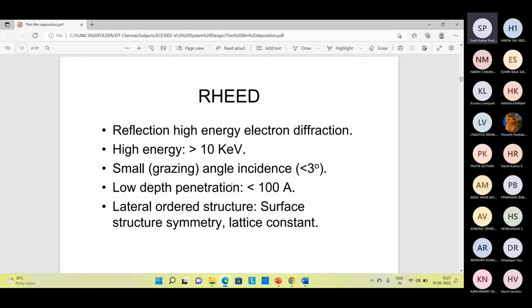In this case, the grazing or small angle incidence is less than 3 degrees, and a low depth penetration of less than 100 angstrom is possible. So lateral order structure, surface structure symmetry, and lattice constant can also be achievable in these cases. Okay, so this is also one aspect.